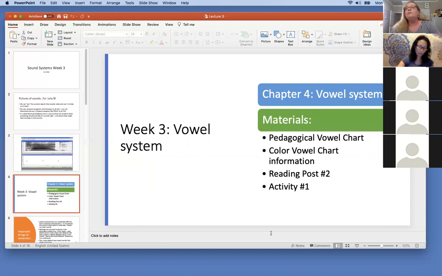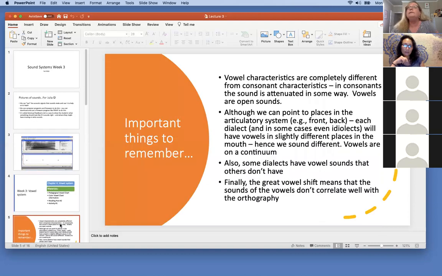All right, so today what we're going to focus on, and stop me anytime you want to ask a question or you have a comment, is the vowel system. And if you look in your week 3, you've got the following materials. This PowerPoint, then you've got a pedagogical vowel chart, which we'll go through in a second, a color vowel information guide that you will use for your activity, a reading post, and your first activity. Okay, so let's have a look.